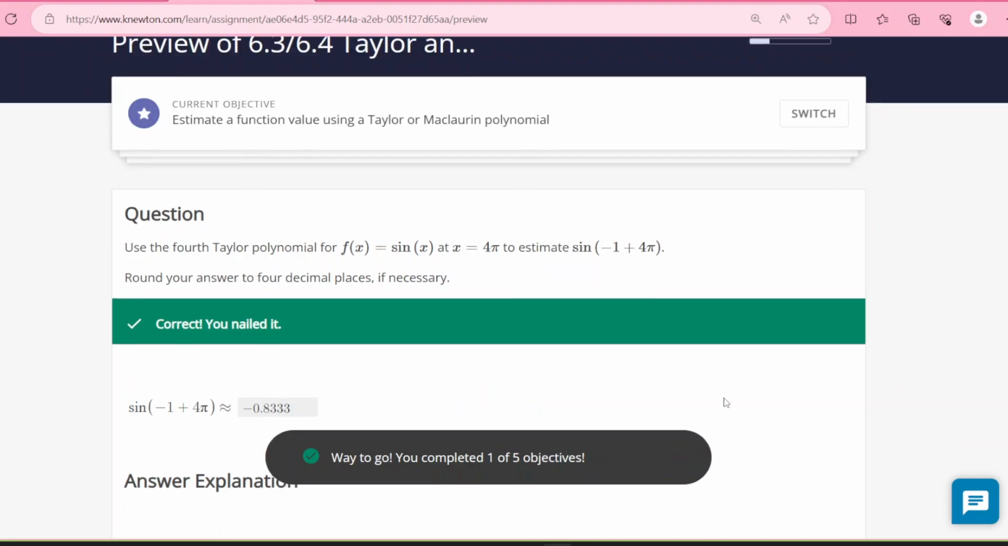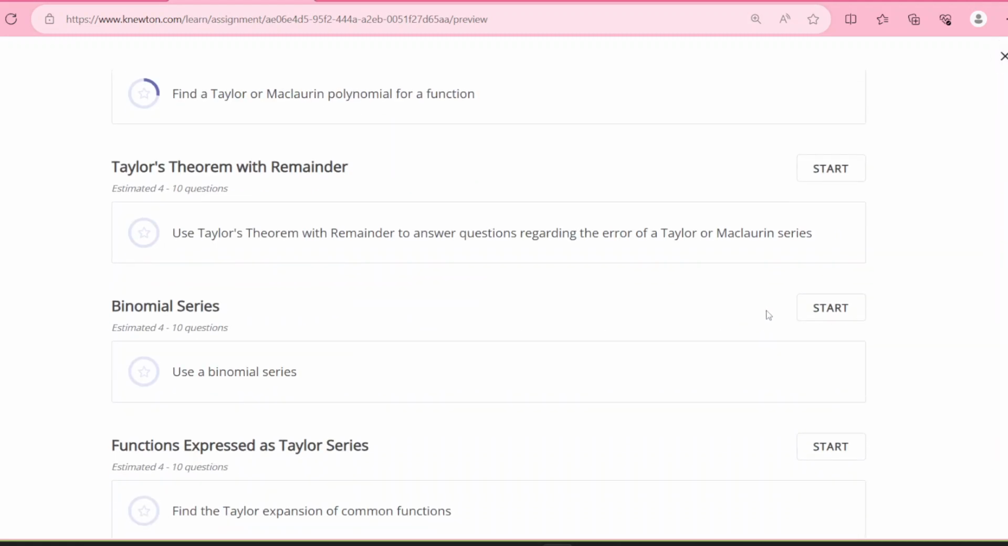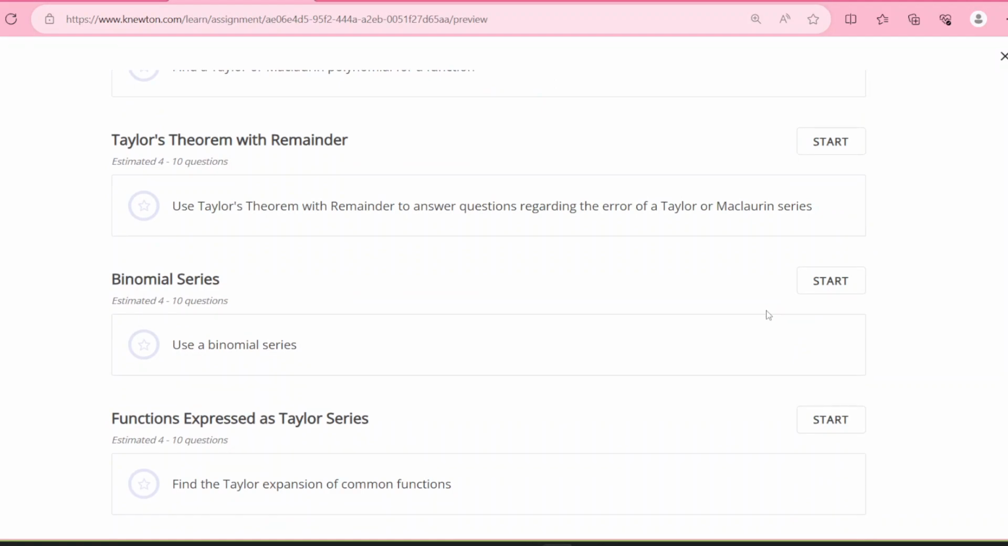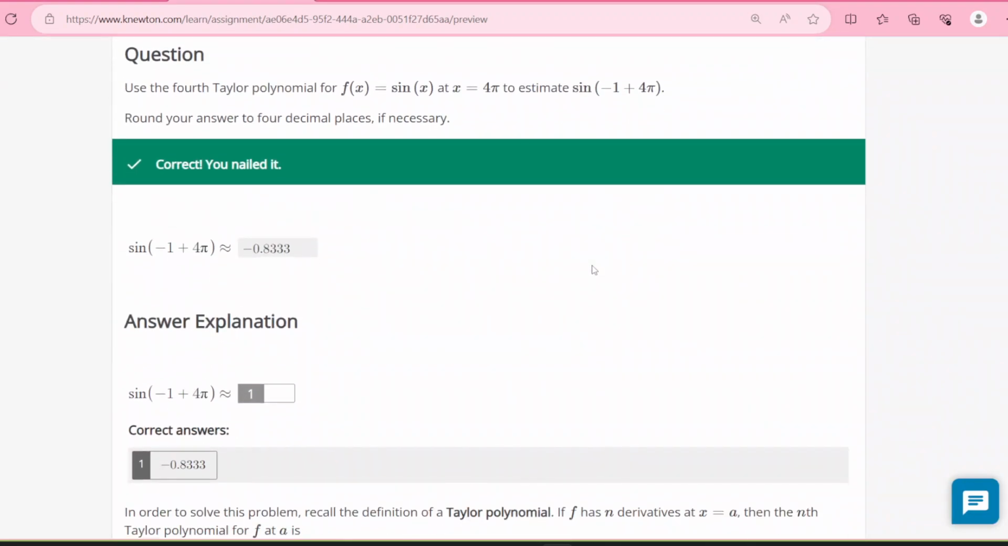Wonderful. All right, so that's done where I'm using the Taylor or Maclaurin polynomial to estimate the value of a function somewhere. So now I'm just going to finish up the find a Taylor or Maclaurin polynomial for a function, and then we'll be done, right? Because like I said, this is some heavy stuff, especially this remainder part. So I don't want this video to run more than a couple hours, right? We'll just stick to this first couple of objectives.